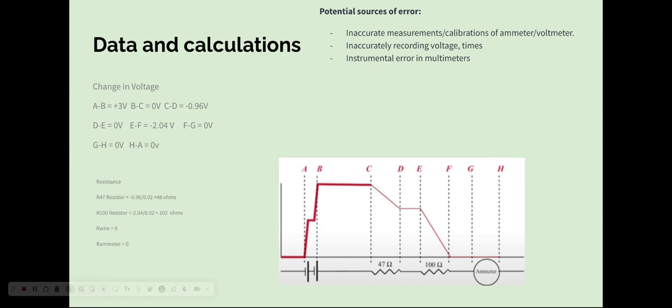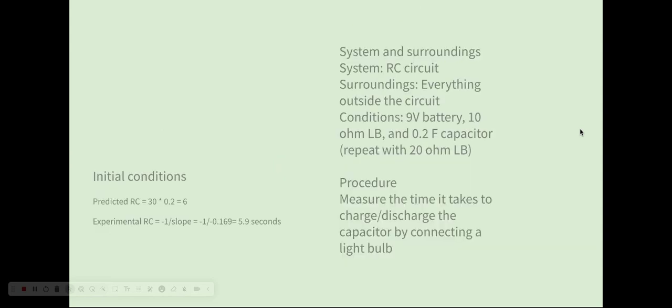The potential sources of error for this experiment, and the experiment I'm about to describe later on, are that there could be inaccurate measurements and calibrations of the ammeter and the voltmeter, incorrect measurements of the voltage and times, instrumental errors in multimeters, and human error in recording the times in the next part.